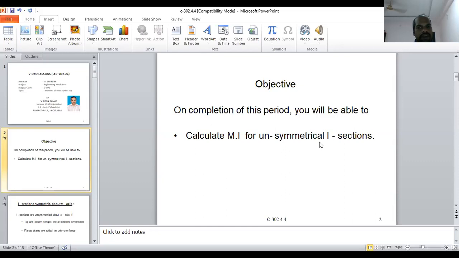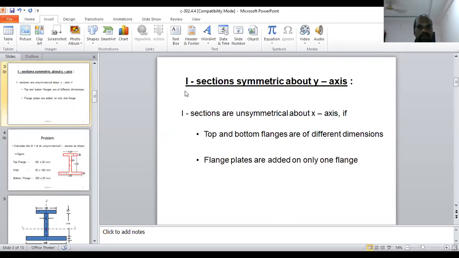An I section is always symmetric about the y-axis, and only about the x-axis it may or may not be symmetrical. It becomes unsymmetrical if the top and bottom flanges are of different dimensions, or if flange plates are added on one flange or both flanges with different sizes and thicknesses. Even if both the top and bottom flanges are added with plates of the same dimension, it is okay. But if the dimensions are different, it still becomes unsymmetrical.